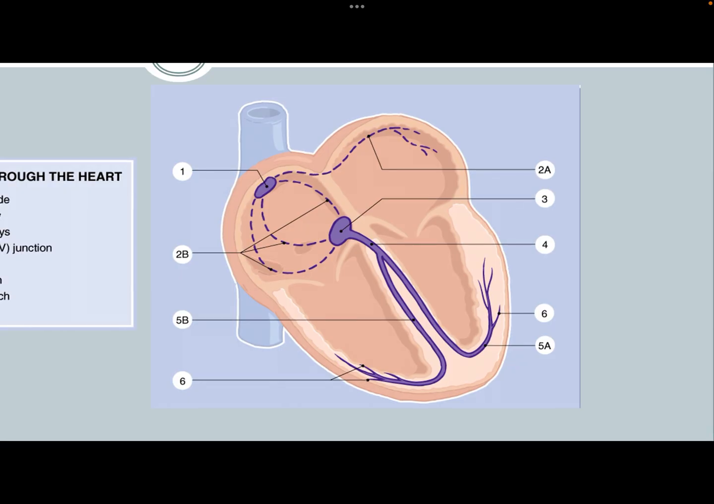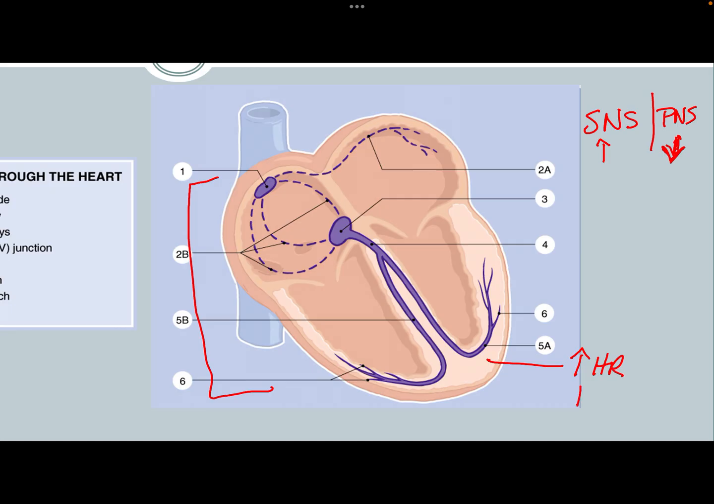Remember, we talked about the sympathetic nervous system and we talked about the parasympathetic nervous system. We know that the sympathetic is meant to increase heart rate, parasympathetic is to decrease it, right? So I just want to kind of point out something here. The sympathetic nervous system will innervate the whole heart. We can increase the heart rate here in the Purkinje fibers with no problem because the sympathetic nervous system innervates the whole heart.